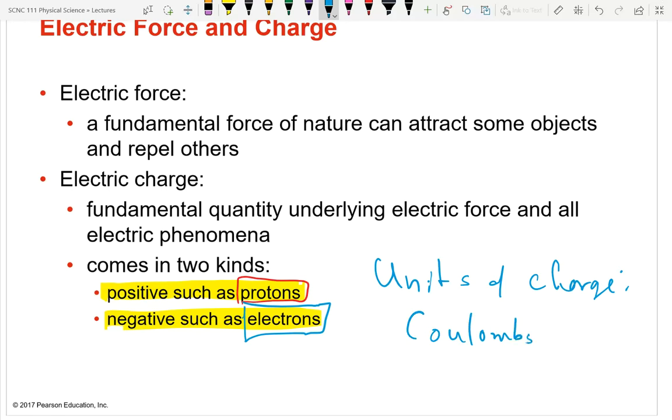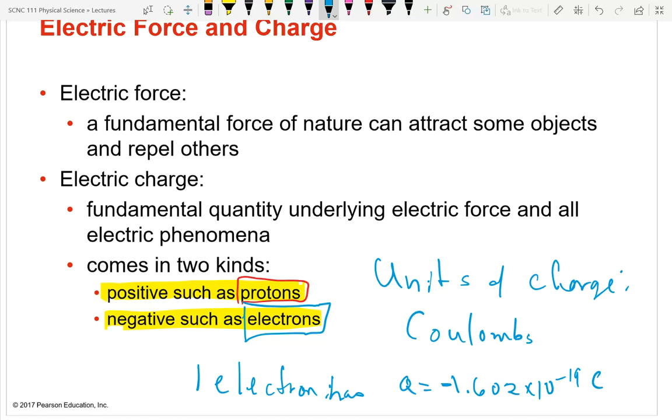I think it's named after Charles Augustin de Coulomb or something like that, who did a lot of study on this. And the charge of 1 electron has Q equals 1.602 times 10 to the minus 19 coulombs with a minus sign.